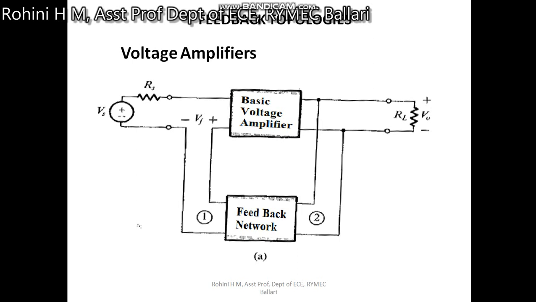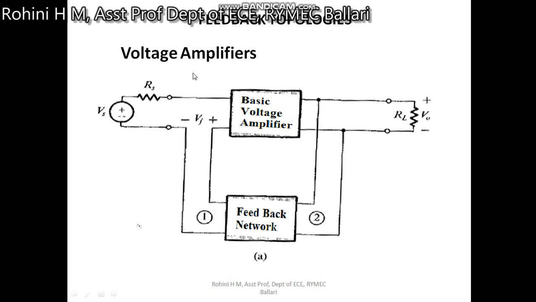So our next topic is feedback topologies. Here we will discuss different feedback topologies. Basically we will discuss 4 feedback topologies. First one is the voltage amplifier, then we will discuss the current amplifier, then the transconductance amplifier, and last the transresistance amplifier. So first one is the voltage amplifier.